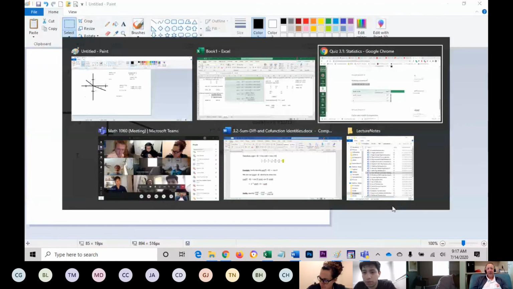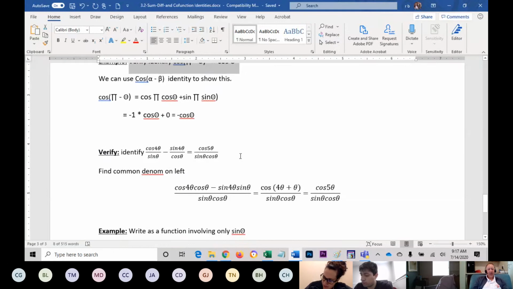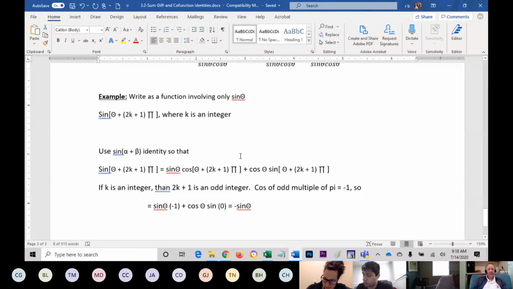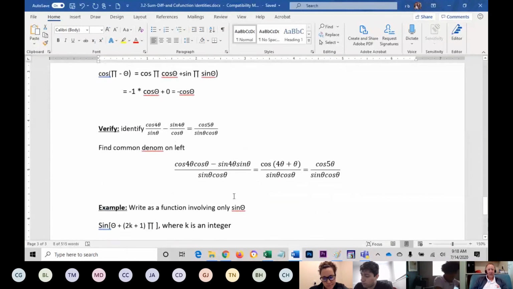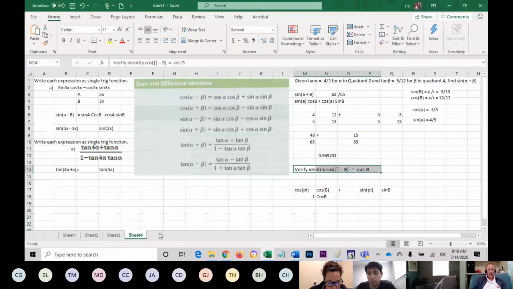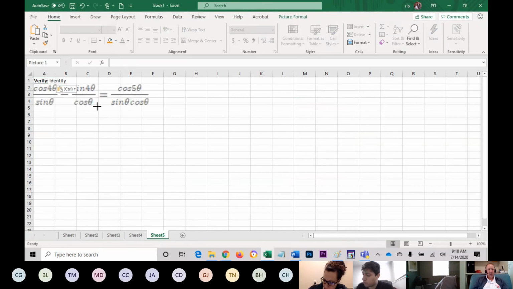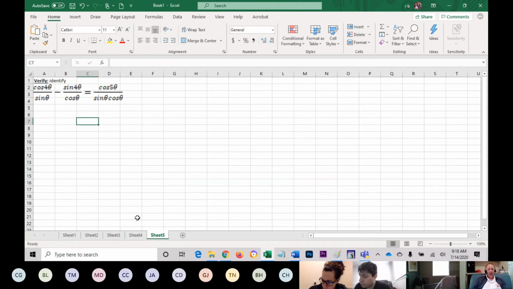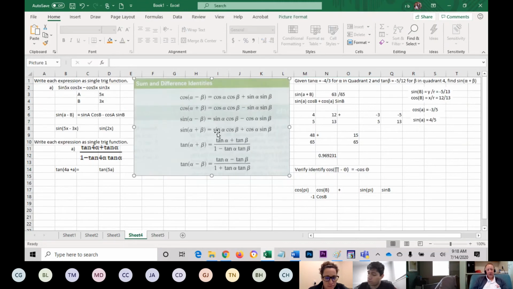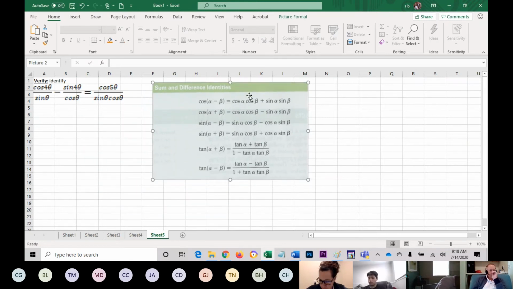Okay. Let's do another one here. Verify the identity. Well, I guess we've got 2 more left. Verify this identity. We're going to open up a new page. Whoa, that's big. Okay. So verify the identity.